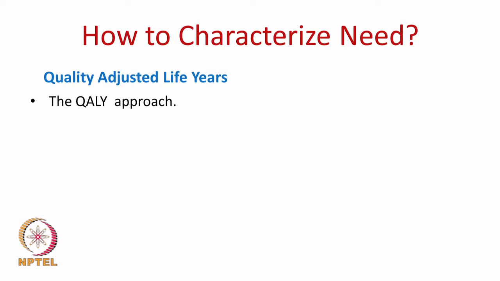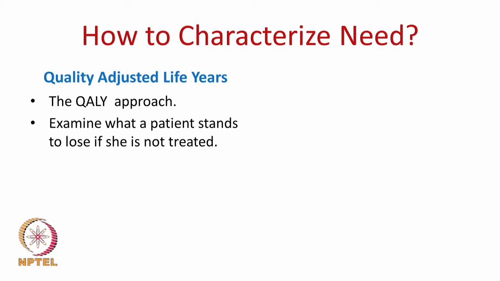So, it is a quality life which you gain, which you live, which you are going to lead, and this is called the QALY approach, because quality adjusted life years approach, where what you examine is what a patient stands to lose if he or she is not treated. So, you basically look at what is your loss if treatment is not provided, whether you are going to lose your life. If you are going to lose your life, what is it that you are going to lose, or are you going to lose 20 years or 10 years or 5 years or 1 year? They are all different. A person who is likely to lose 20 years and another person with 1 year, there is a difference.